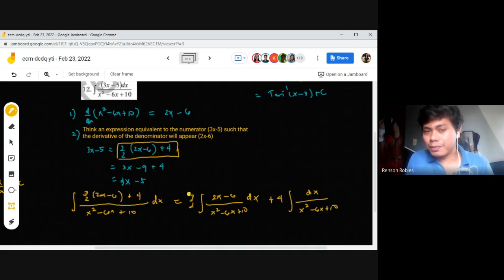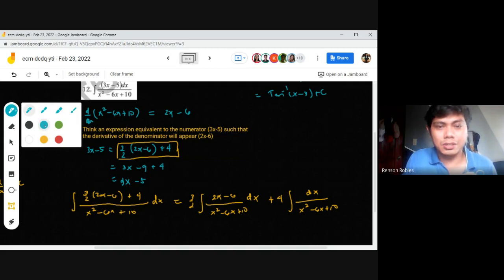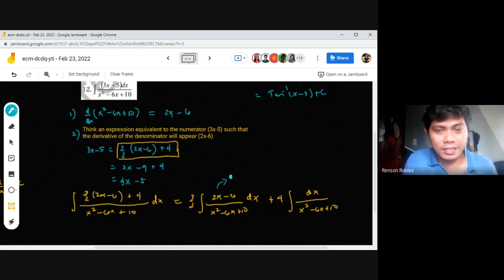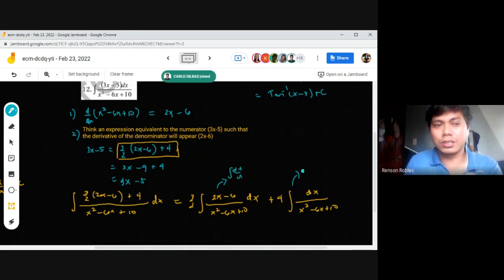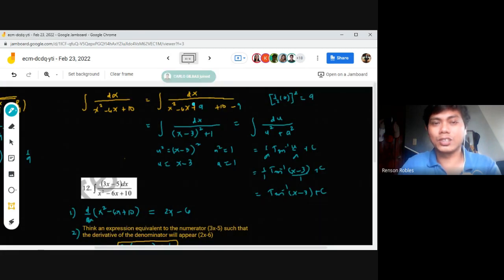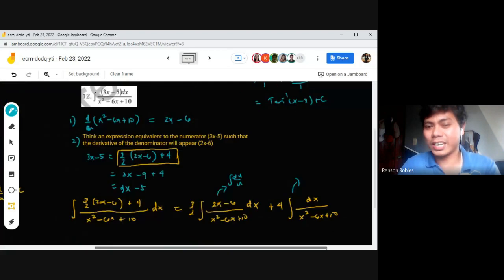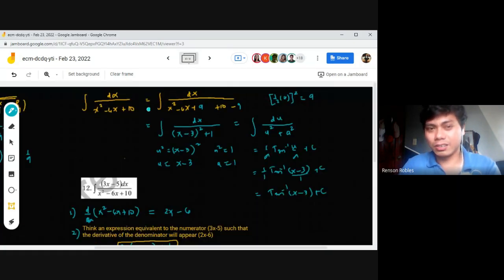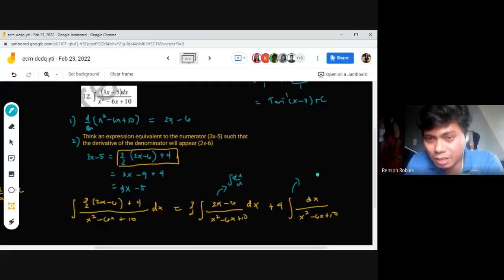And then you will observe that this will give you an ln function. This will lead you to an ln, from the integral of du over u. And for this one, you can use the result of the previous example. The second term, dx over x squared minus 6x plus 10, I will just put here: refer to the solution above.